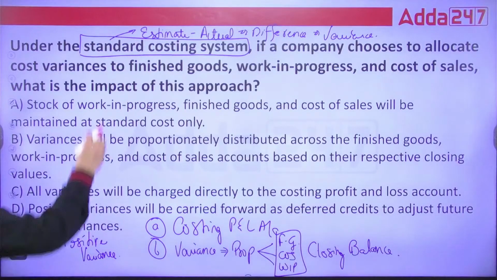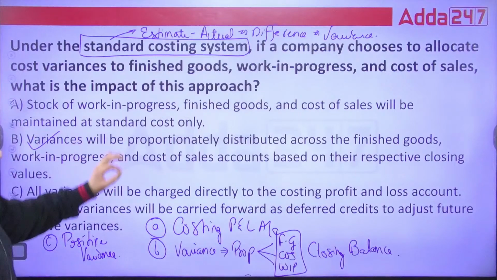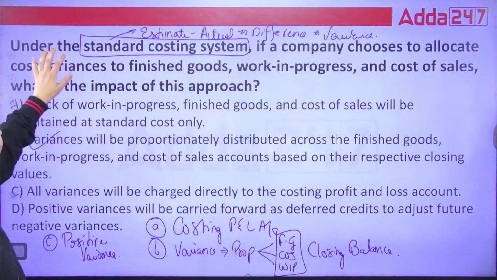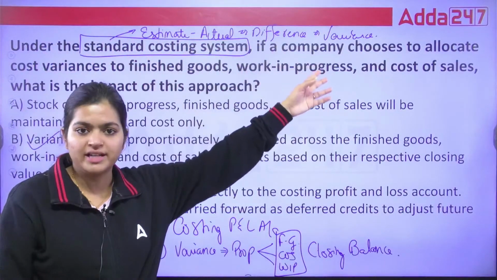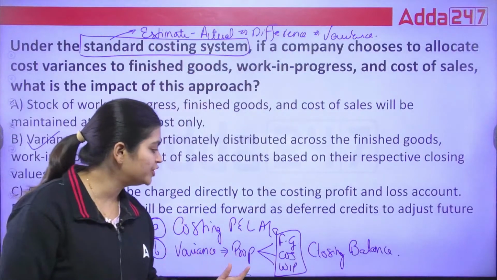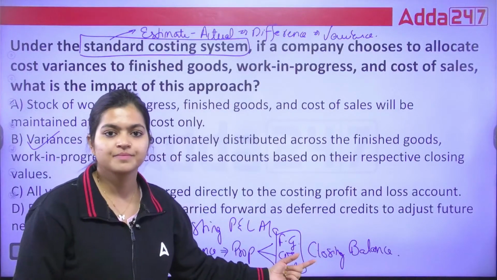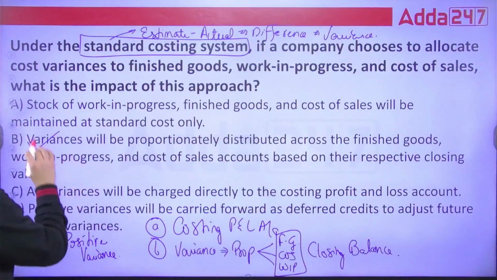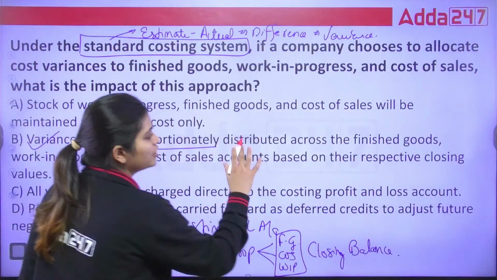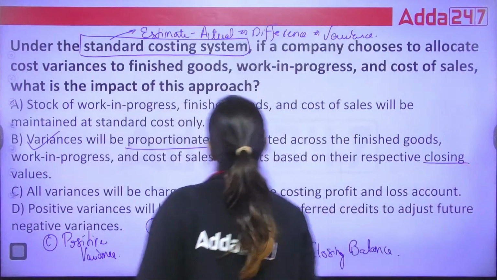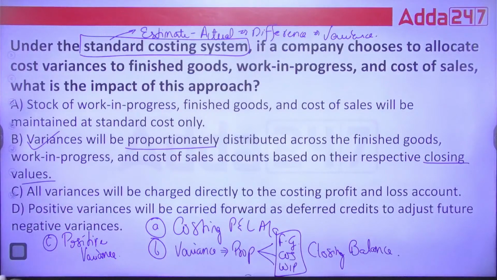So the correct answer of this question is your option B, because here they are saying that in a standard costing system, the company chooses to allocate variance to finished goods, WIP and cost of sales. So how can we allocate this variance into these three? By taking the proportion as per their closing balance. This is how we are going to distribute our variances. So the correct answer is option B: you are going to proportionately distribute to finished goods, WIP, cost of sales based on their respective closing values. Correct. So the option is B.